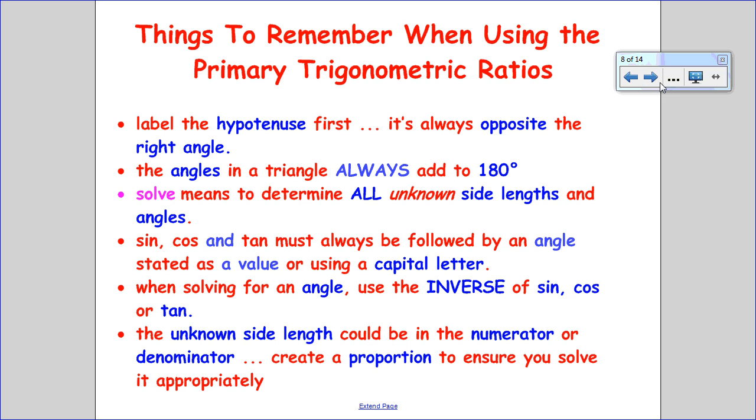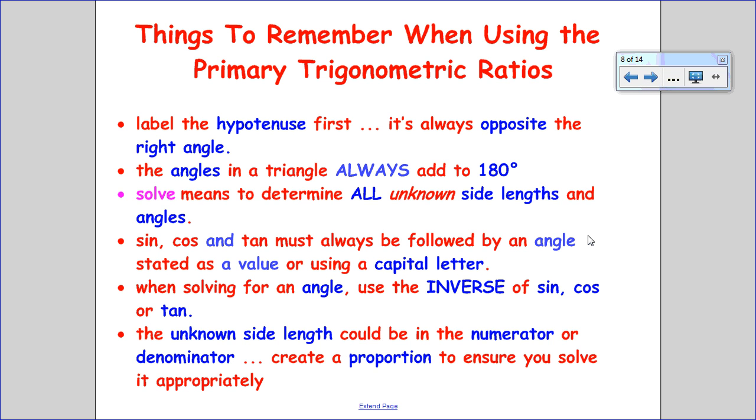When we're using the primary trig ratios to solve a problem, the first thing I have to do is always label my hypotenuse first. It's opposite the right angle. Other things I need to remember, the angles in a triangle always add up to 180 degrees, and that's any triangle, not just a right triangle. The word solve tells me to find all the missing information, side lengths and angles.